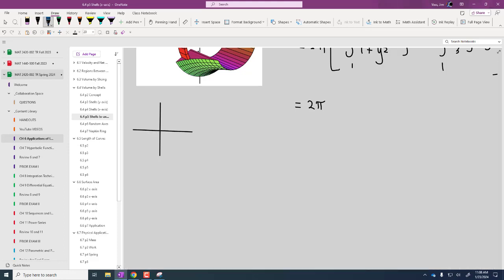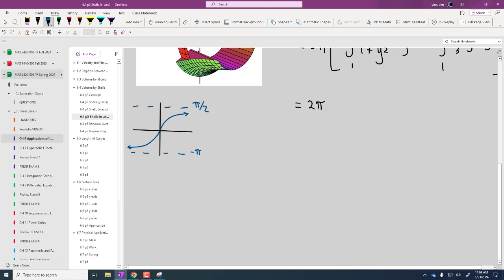For most students, it's the first function that you encounter that has two horizontal asymptotes. There is a horizontal asymptote at pi over 2 and a horizontal asymptote at negative pi over 2. So the inverse tangent function is bounded between negative pi over 2 and pi over 2.